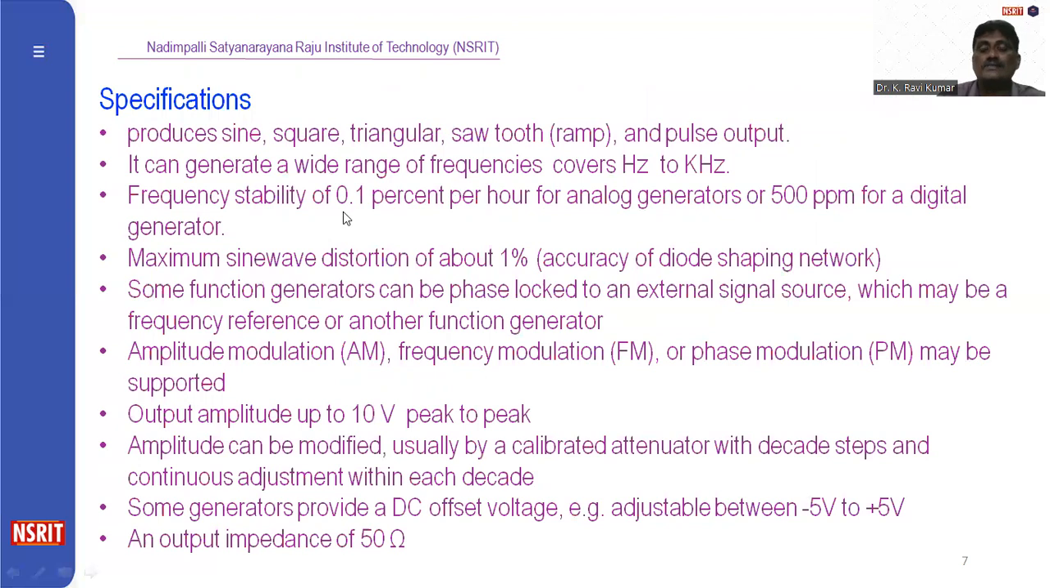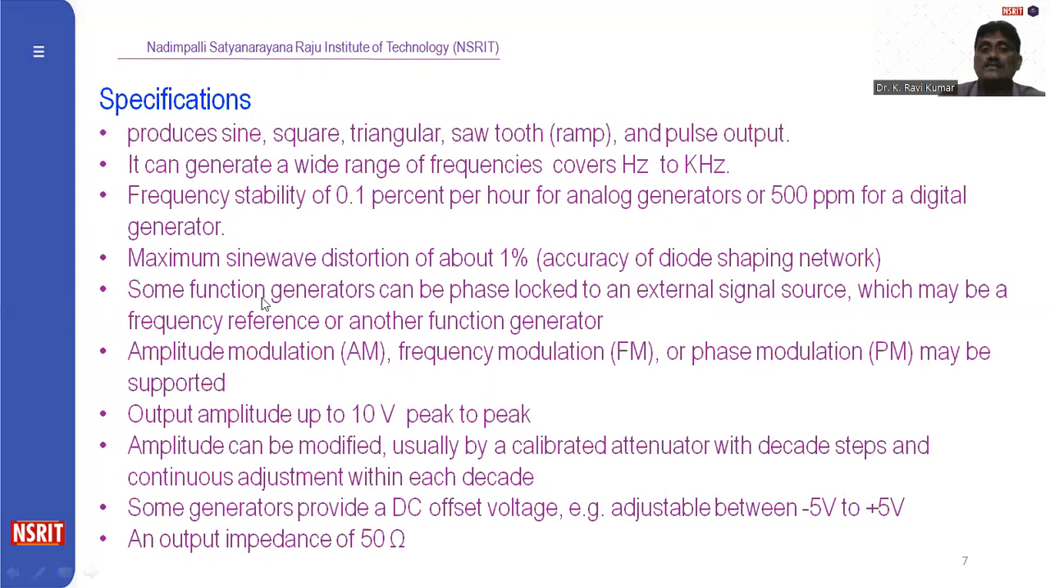These are the specifications of the function generator. It produces a sine wave, square wave, triangular wave, as well as a sawtooth wave, and it can generate a wide range of frequencies, covering from the minimum frequency to 100 kilohertz. The frequency stability is 0.1% per hour for analog generators or 500 ppm per minute for digital generators. The maximum sine wave distortion of the output is 1%.